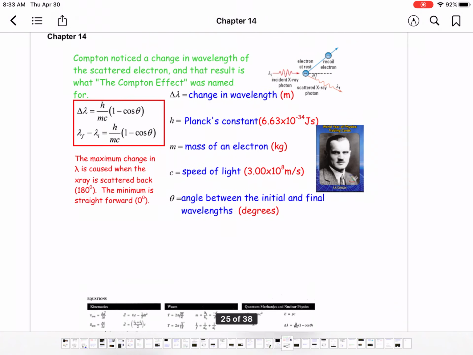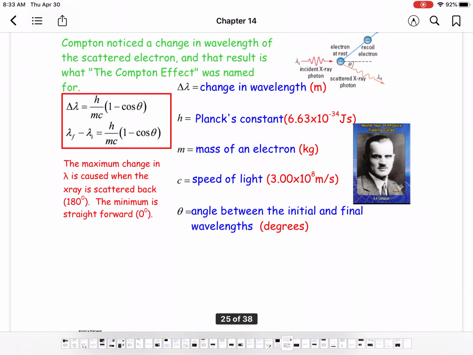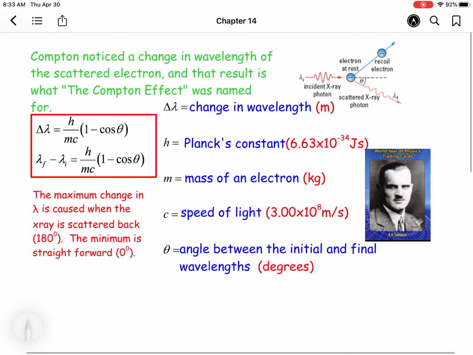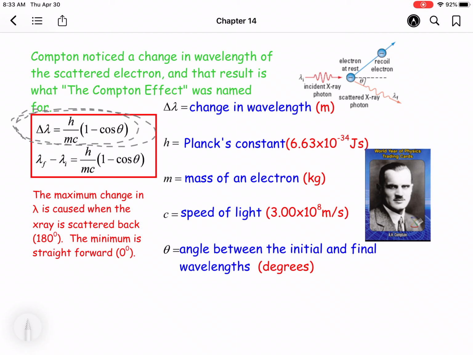So what Compton noticed is that he could predict it, and the way he did is he basically said the change in wavelength is equal to h over mc times 1 minus cos theta. What you'll notice is that h is a constant, m is the mass of an electron, so it's also a constant, and c, the speed of light, is a constant. So this whole little packet is a constant. Then of course we have the change in wavelength and 1 minus cos theta. Make sure you do the 1 minus cos theta before you multiply by the h over mc.